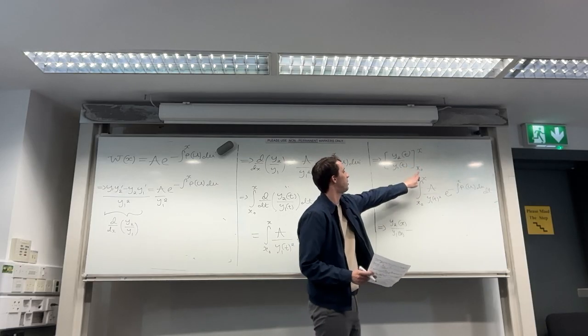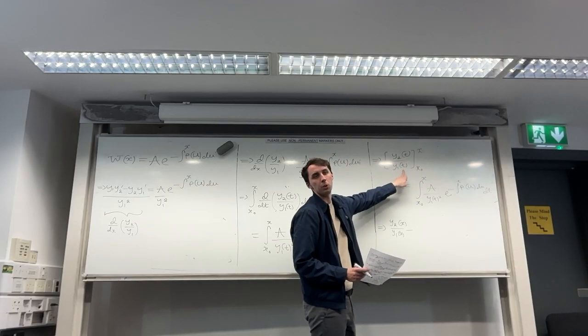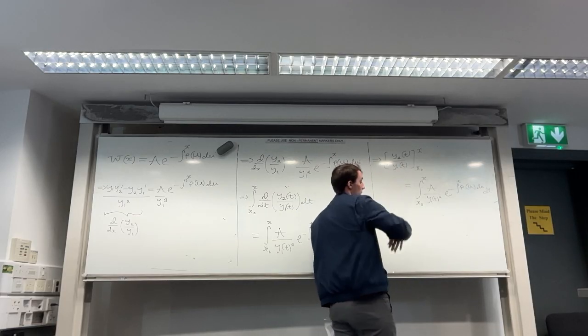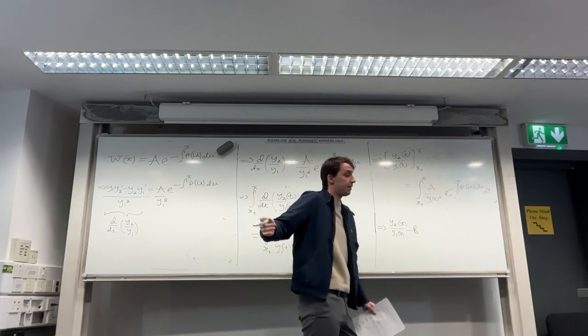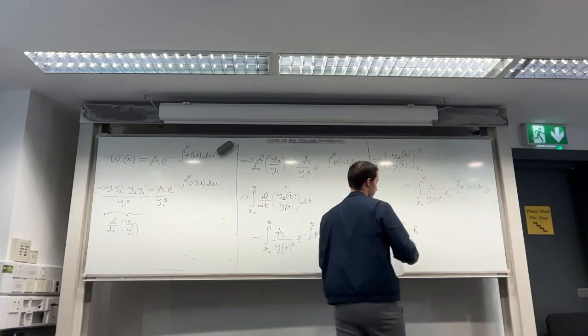But because x0 is a constant, y2 of x0 over y1 of x0 will also be a constant. So for the sake of notational simplicity, we can just call that second term b. It's just some constant.